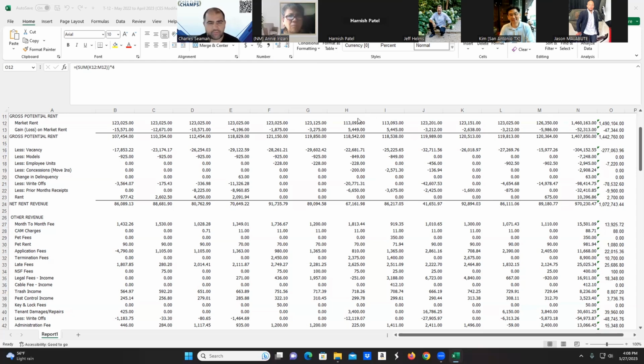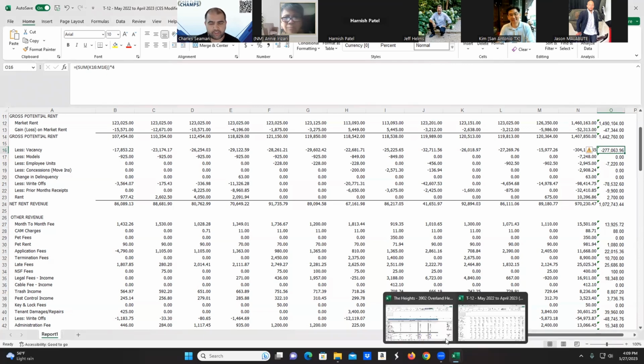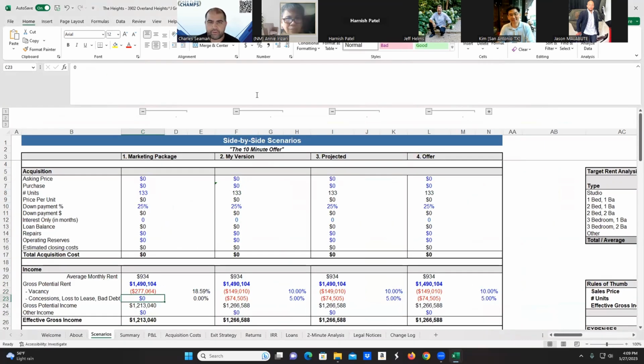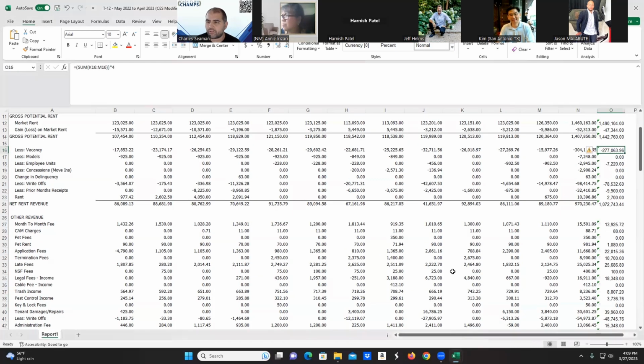Okay, so for physical vacancy, when we look at the financials here, which item or items are going to fall into physical vacancy? Line 16. 16, very good, Annie. Okay, so our total there is 277,063 and 96 cents. So we have a total just north of 18.5% there. Then for our concessions, loss to lease, bad debt, which is all of our economic vacancy, which item or items are going to fall into that?